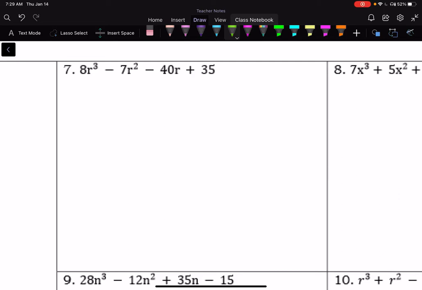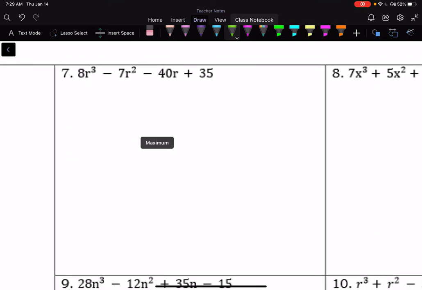We're going to pick up with number 7 here. The first thing that I want to do is verify that these are in standard form, which it is. And now I'm going to group my terms together. So, what I want to do first is put my two largest in a group, so 8r cubed minus 7r squared.